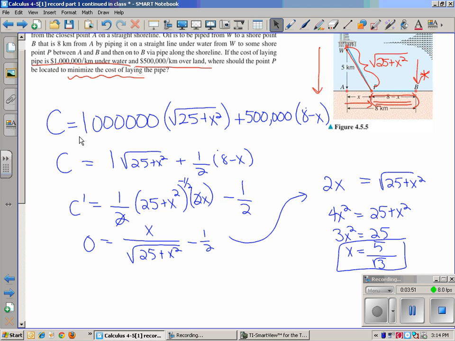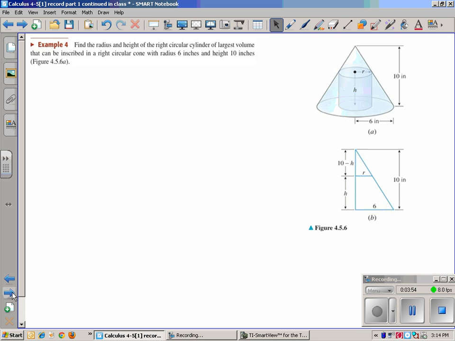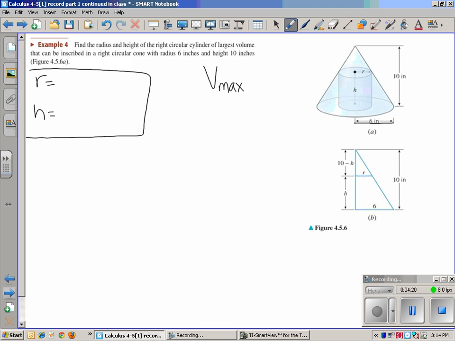Okay, let's move to the next example. Find the radius and the height. So my final answer is going to include radius equals and height equals. That's got to be my final answer. Of the right circular cylinder of largest volume, so I'm looking for a Vmax, that can be inscribed in a right circular cone with radius, total radius of 6 and a total height of 10. Okay, and so this is going to be some little h and some little r.